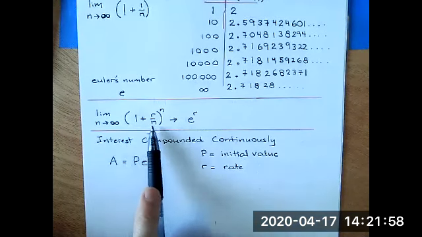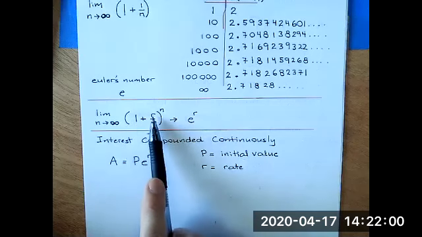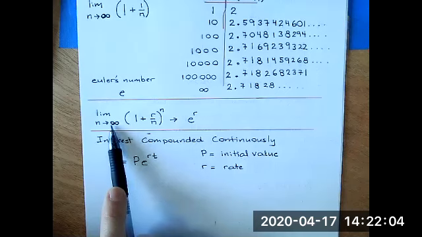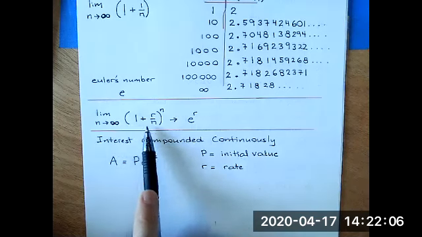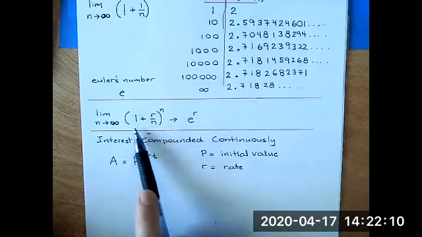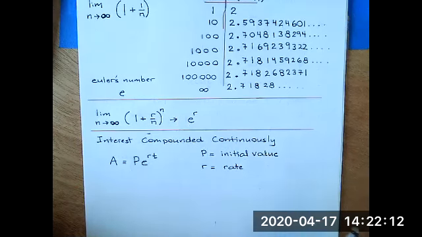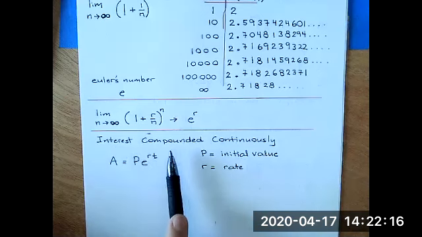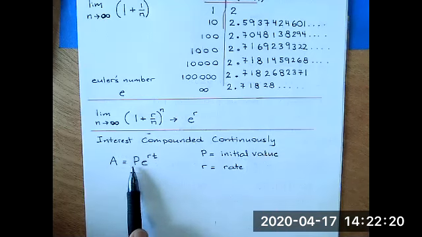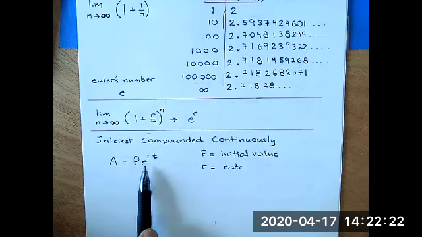So if we take the part of the formula that includes r and you put in bigger and bigger numbers of n, as n approaches infinity, this approaches e to the r. So the formula for interest compounded continuously is just the initial value times e to the rt.